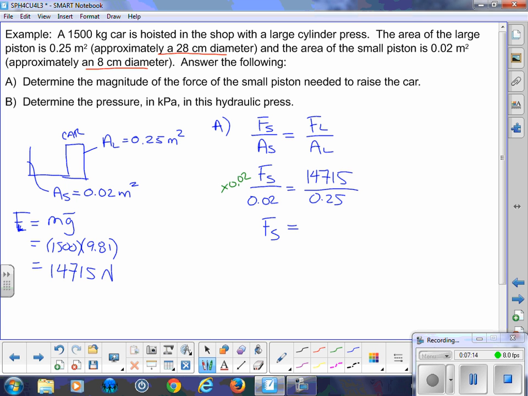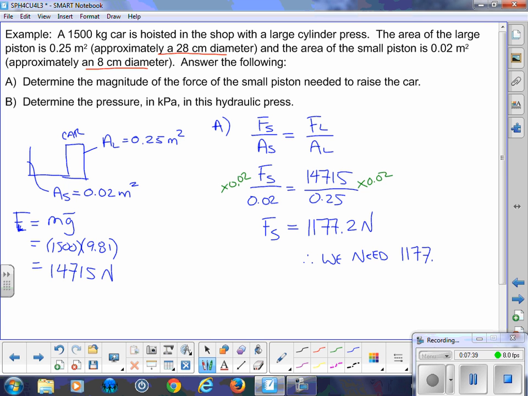0.02 is dividing there, so the opposite of dividing is multiplying. When you do those calculations, 14,715 times the 0.02 divided by 0.25 tells us that we need to apply 1,177.2 newtons. All right.